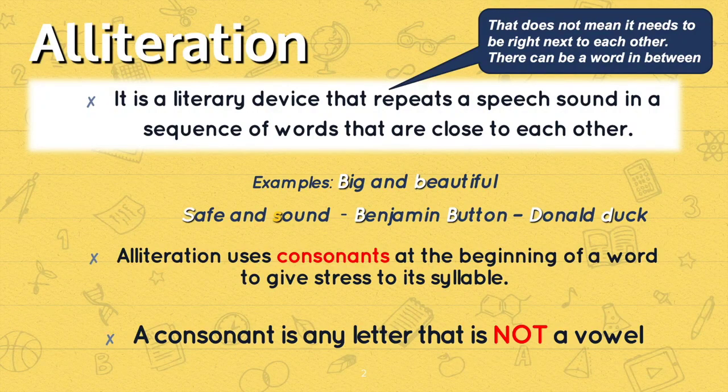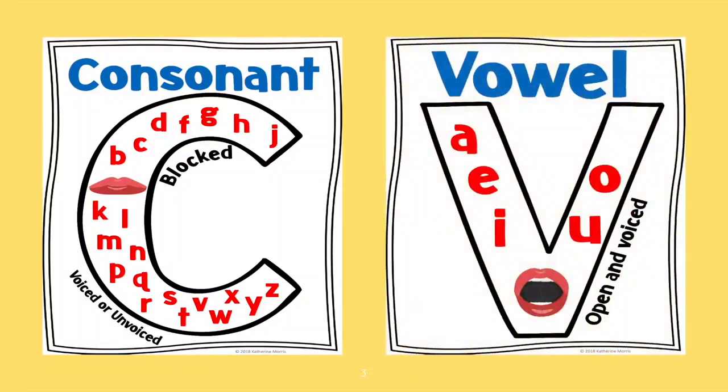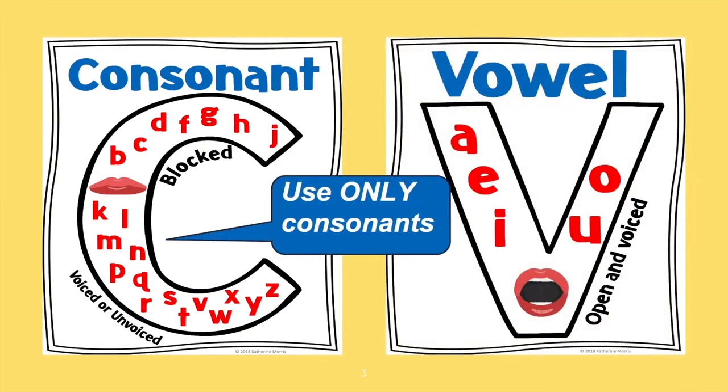A consonant is any letter that is not a vowel. So let's take a look at what consonants are. So we have J, H, G, F, D, C, B, K, L, M, N, P, Q, R, S, T, V, W, X, Y, Z. So use only consonants for alliteration. Vowels are A, E, I, O, U.